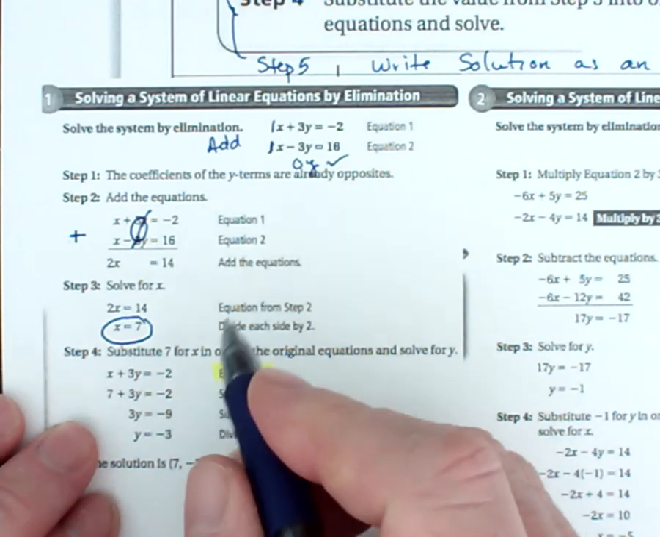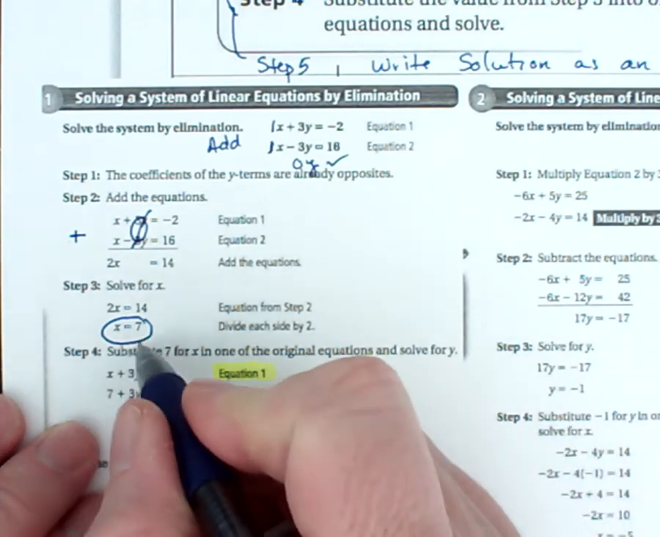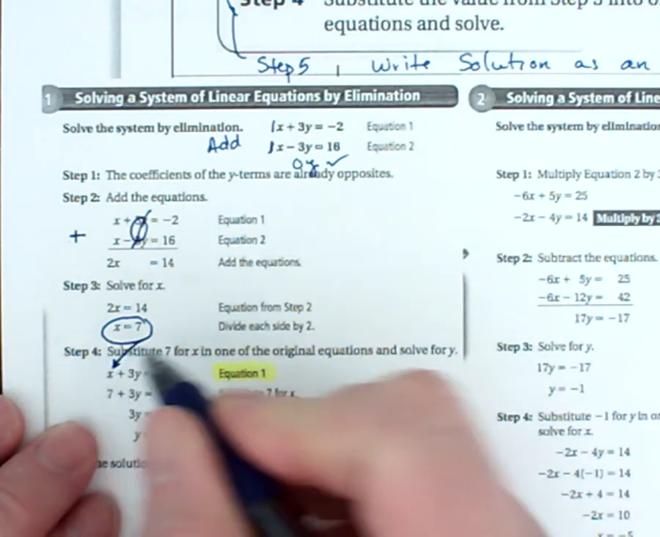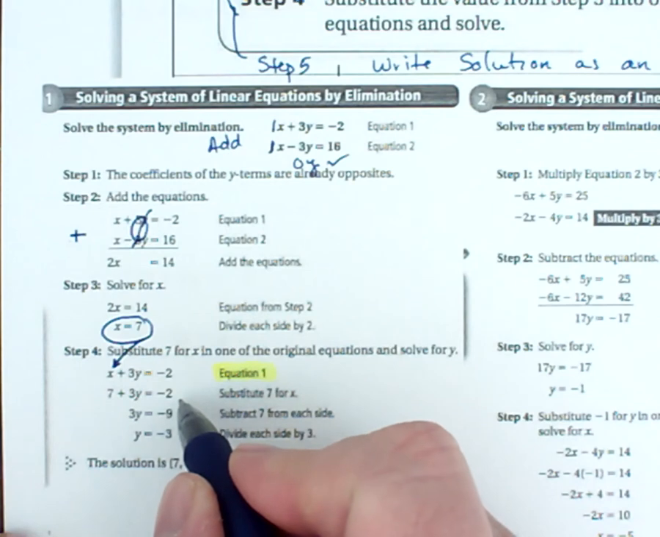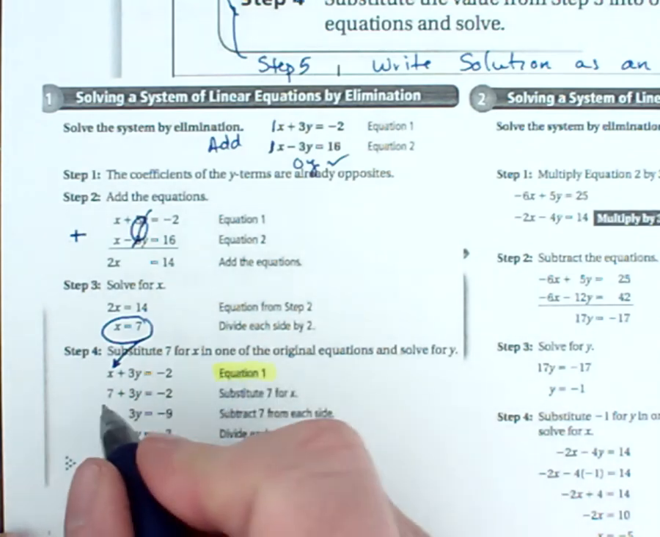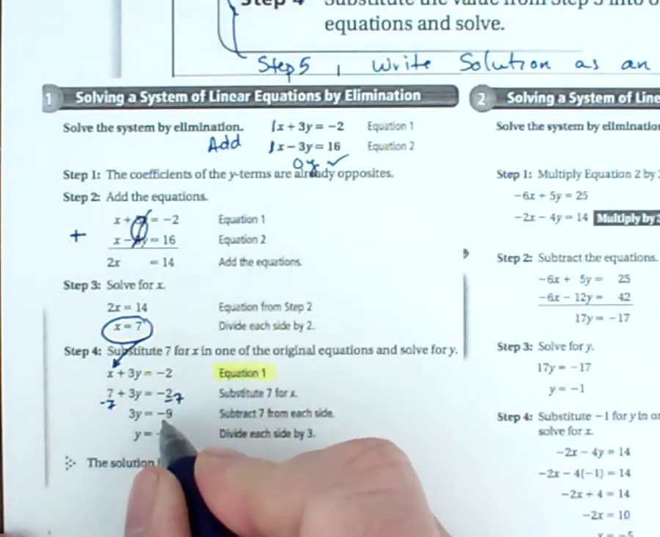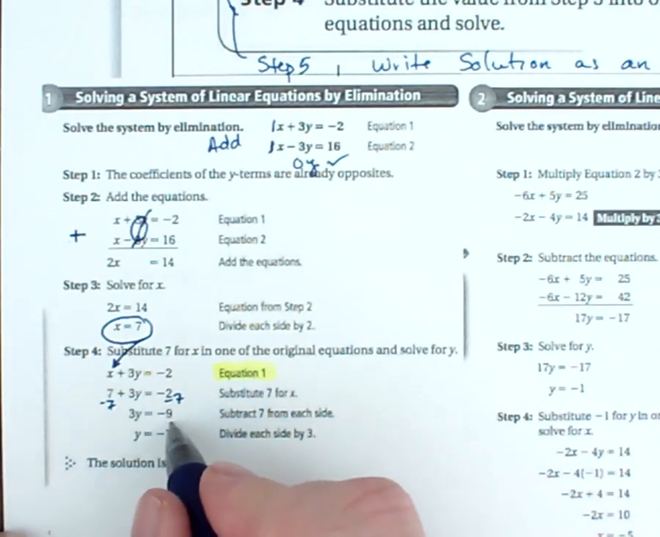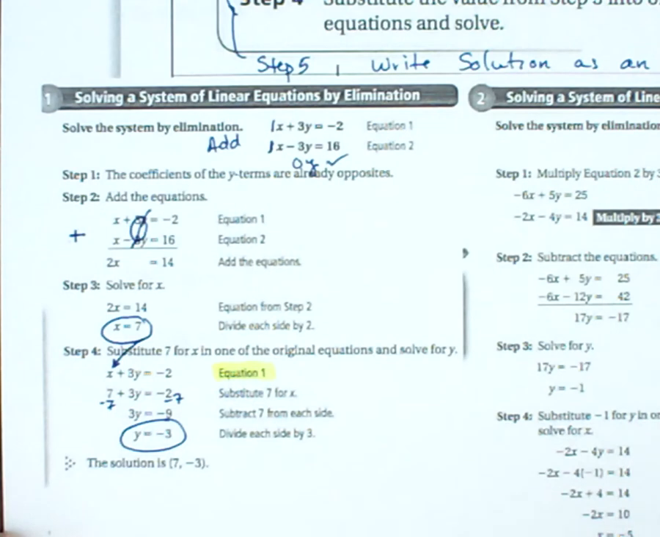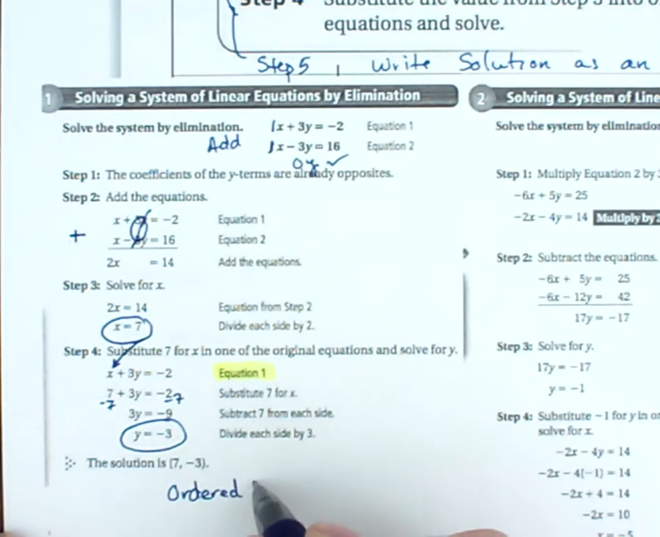Equation 1 is x plus 3y equals negative 2, so they're substituting into equation 1 for x. And they get 7 plus 3y equals negative 2. Inverse operations means you subtract 7 from both sides, and you get 3y equals negative 9. Divide by 3 and y equals negative 3. So they've got x and they found y, and then the final step, write your answer as an ordered pair.